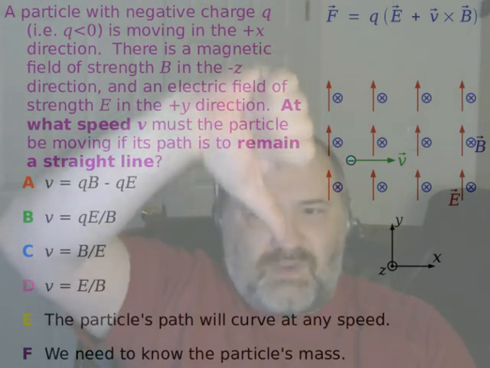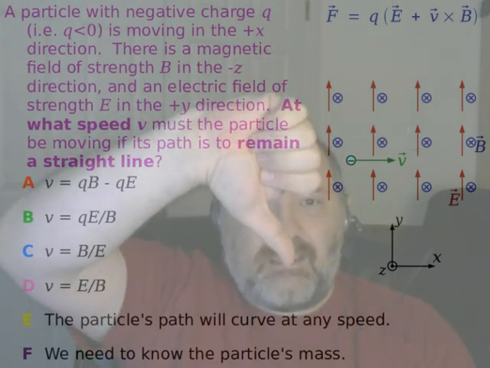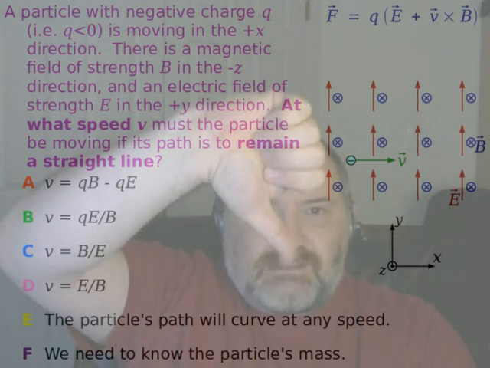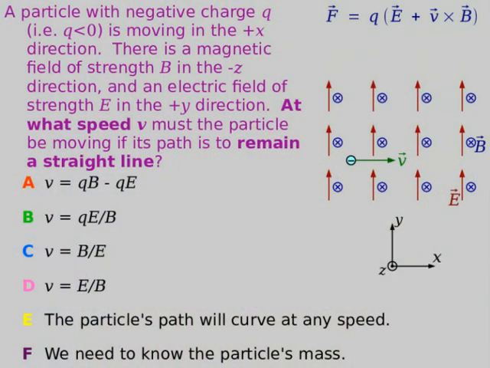The electric force is minus Y. The magnetic force is minus Y. It's going to curve. It's got to accelerate in the minus Y direction. So the answer to this one is E. It will curve at any speed. So that's this next question.